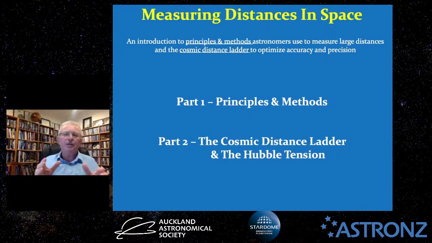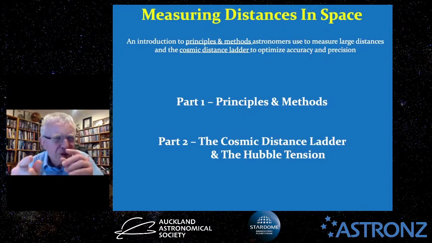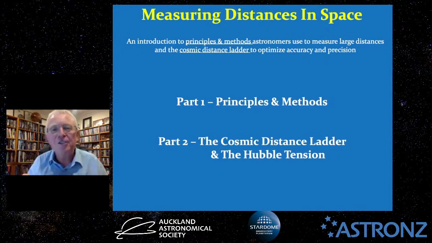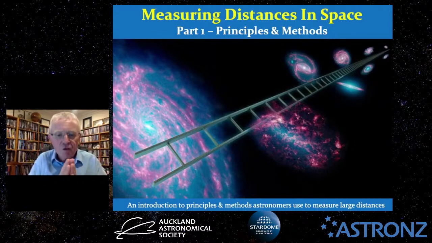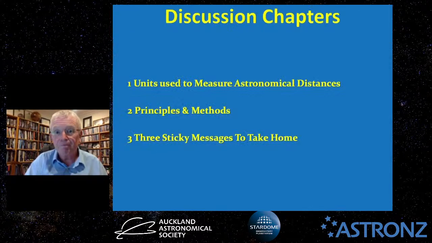Because I'm sure at the end of tonight's talk, you might think, how accurate is this? How precise are these? And that's what we'll talk about next month. And I'm going to introduce you to a really cool thing called the Hubble tension and offer a possible solution to that. So let's get moving. So this is tonight, part one, principles and methods. An introduction to the principles of methods astronomers use to measure large distances across space.